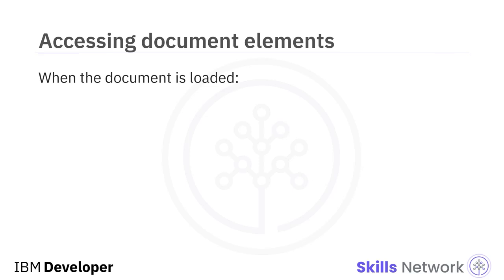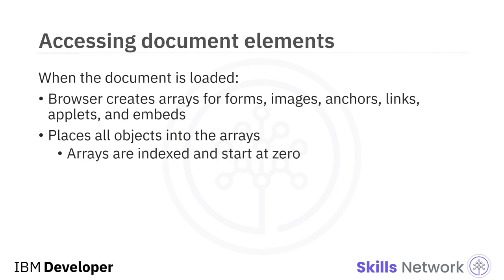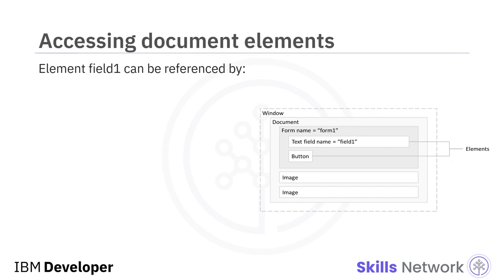When the document is loaded, the browser creates arrays for forms, images, anchors, links, applets, and embeds. It then places all the objects of each type into these arrays. The arrays are indexed as they occur in the source document. The first index of each array starts at 0. Each of the array types, such as forms, contains an array of elements with each index element being the fields or buttons that occur in that form.